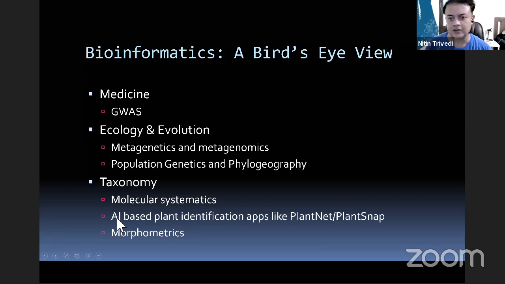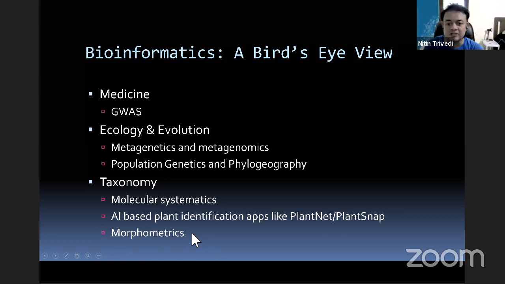Artificial intelligence-based plant identification apps like PlantNet or PlantSnap. If you haven't used them, I strongly suggest you download these apps onto your Android phone. PlantNet is actually by an American Botanical Society. It's a completely free app. You can take that app on your Android phone to your garden. For example, DAV College has a beautiful botanical garden. Then try to snap a plant. The app will tell you exactly which species it is. They do that through a regression algorithm. It works with artificial intelligence. So to develop such apps, you need expertise in AI and in plant taxonomy. That is the beauty of all these apps and of the field of bioinformatics.